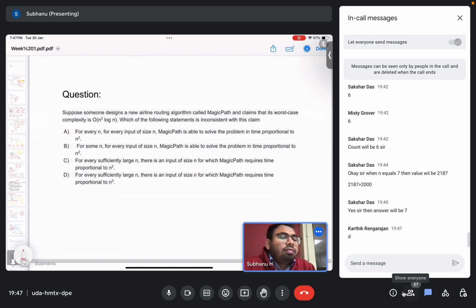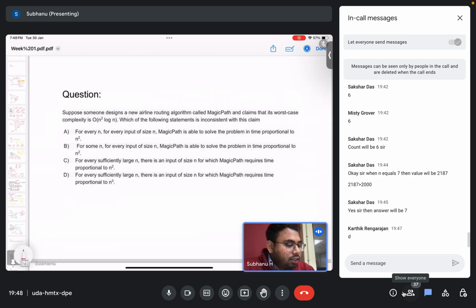Yeah, so this is a tricky question. For this, you have to really understand big O, big omega, or theta. Basically, what will be the upper bound of any algorithm? Okay, read the question again. The worst case time complexity is n square log n.